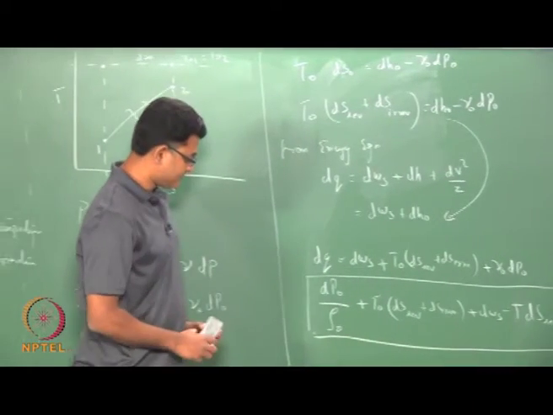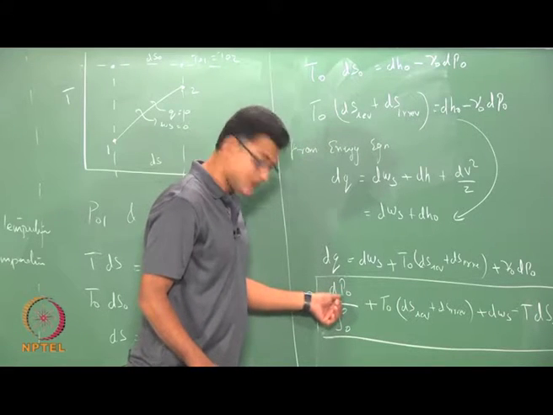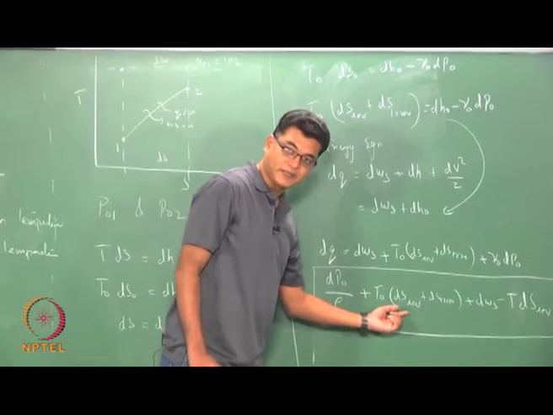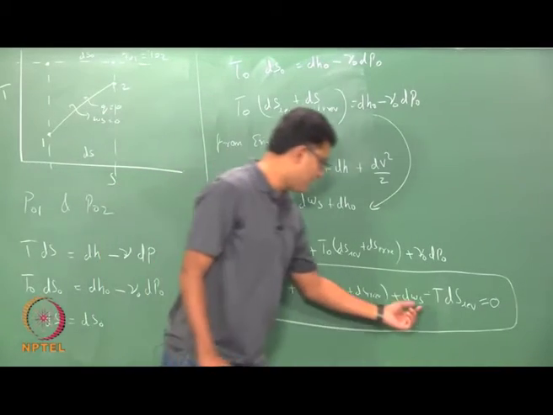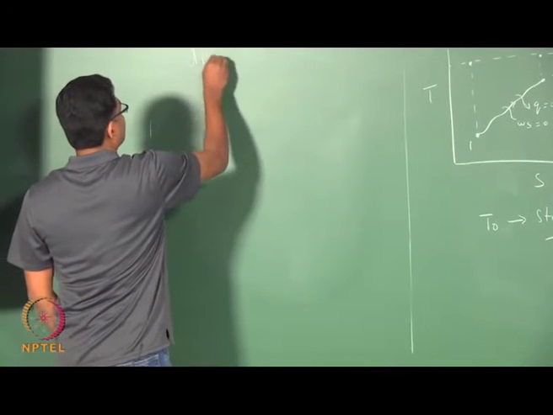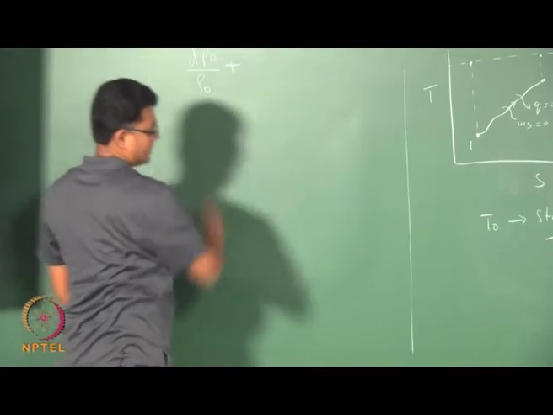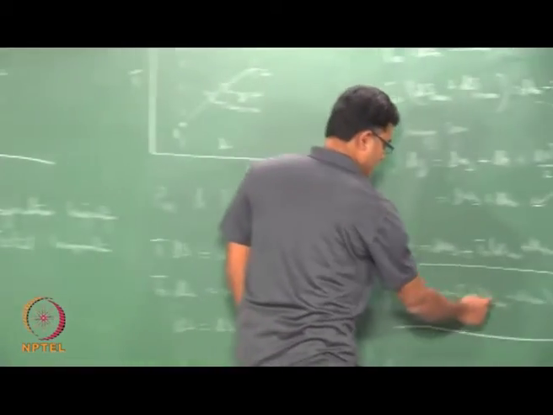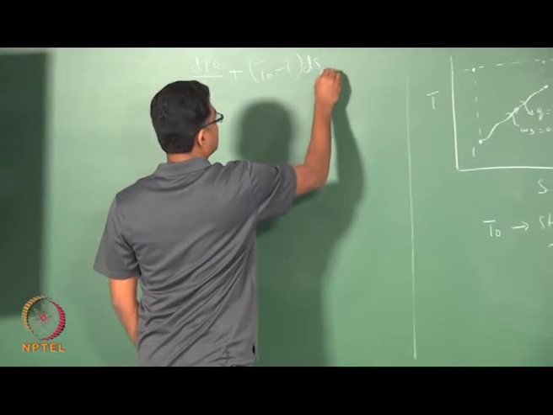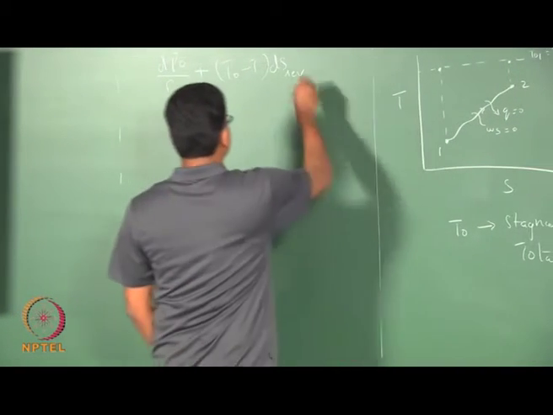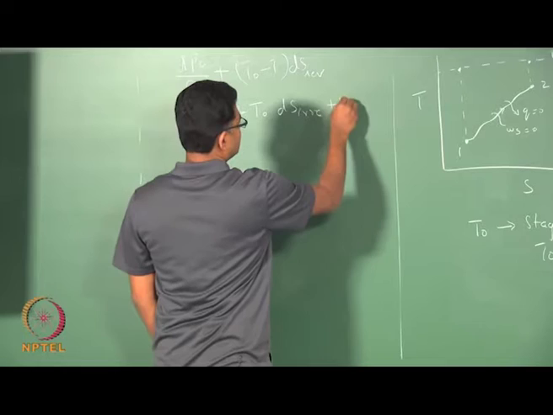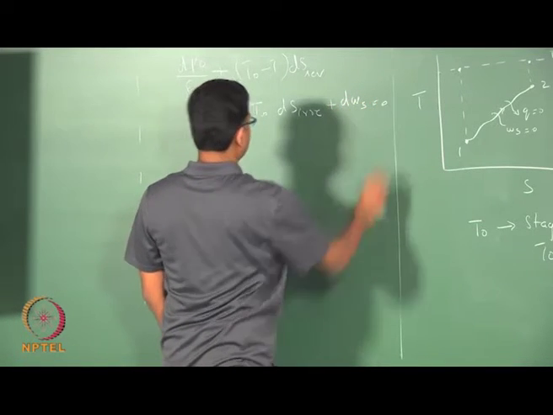Now let us look at this equation. So your change in stagnation pressure depends on the irreversibility, the losses, the heat supplied, which is your ds reversible, and your shaft work. Okay. So I write this as dP0 by rho 0 plus (T0 minus T) ds reversible plus T0 ds irreversible plus dws equals 0.